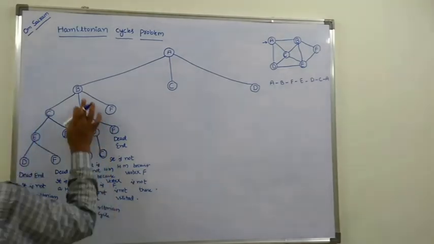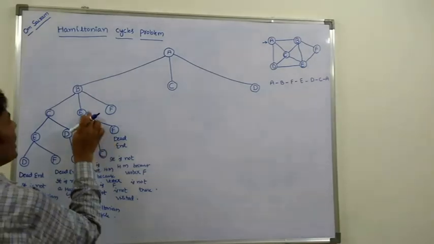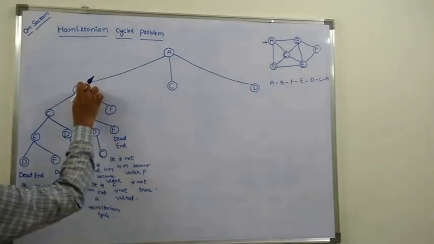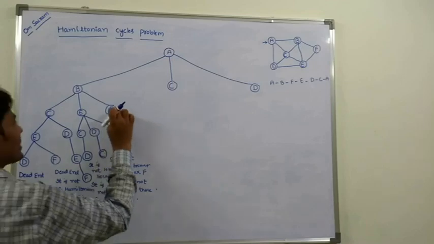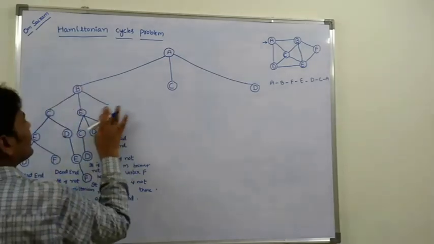Next, again we have to backtrack to E, again we have to backtrack to B. Next, consider the vertex F that is adjacent to vertex B.